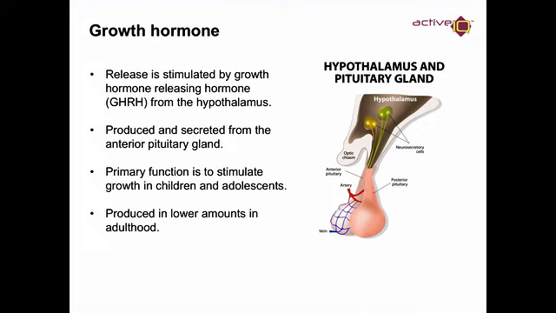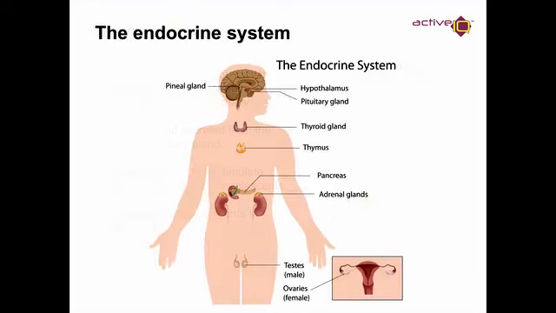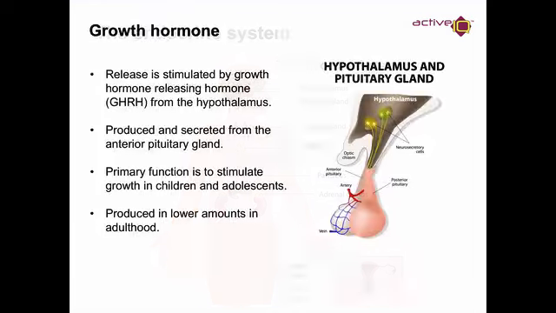And growth hormone release is stimulated essentially from the hypothalamus, which is, if we go back, up here, situated in the brain. That's where growth hormone release is stimulated, and it's secreted from the anterior pituitary gland. Alright, so it's stimulated from the hypothalamus, and the actual chemical itself is secreted from the anterior pituitary gland.